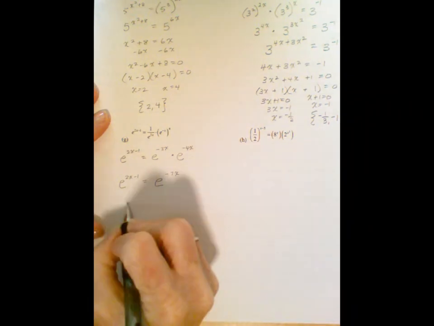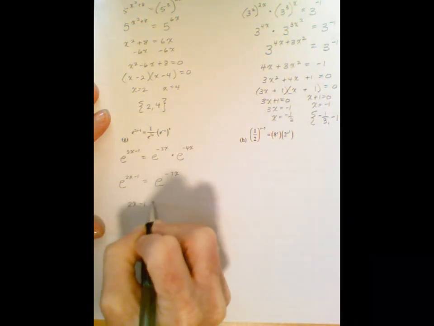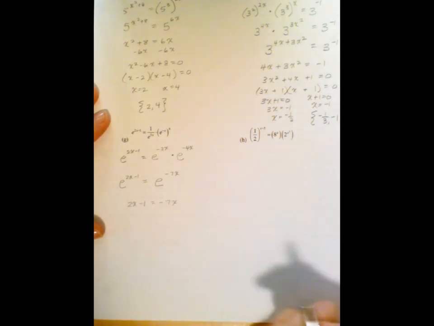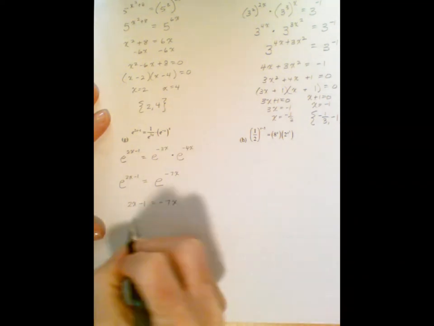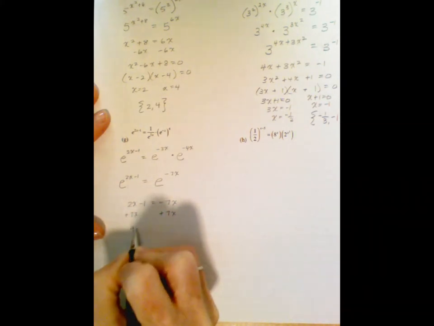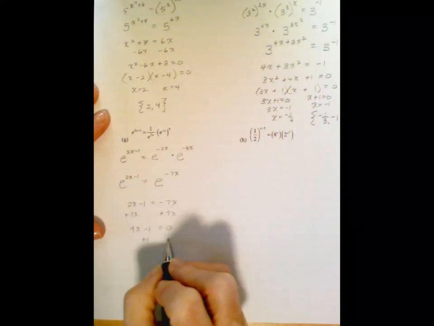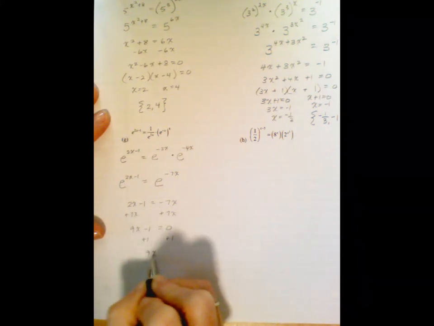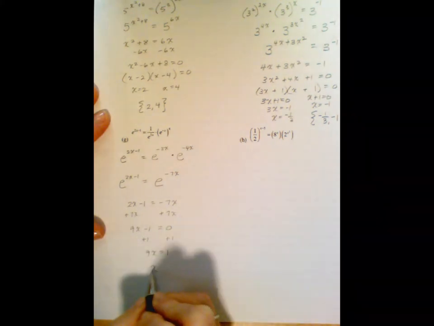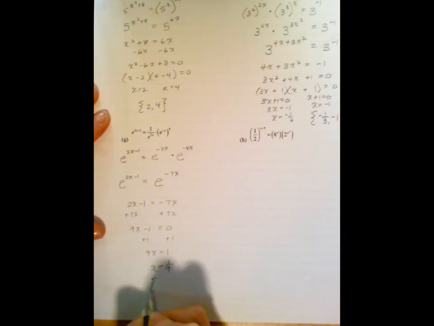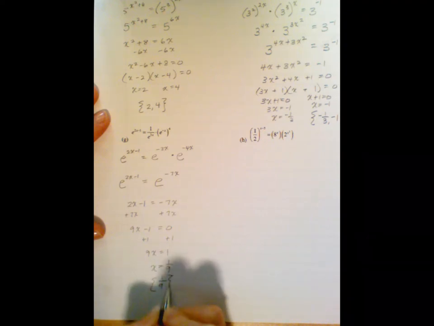Now we can use our strategy. So 2x minus 1 has to equal negative 7x. And let's add 7x to both sides. And what do we have? 9x minus 1 equals 0. Add 1 to both sides. 9x equals 1. Divide by 9. x equals 1/9. So our solution set is 1/9.